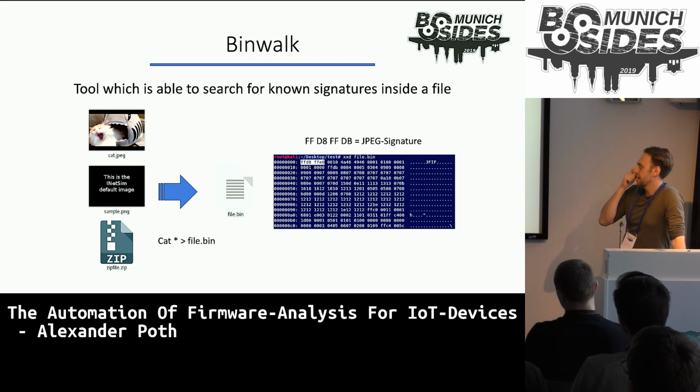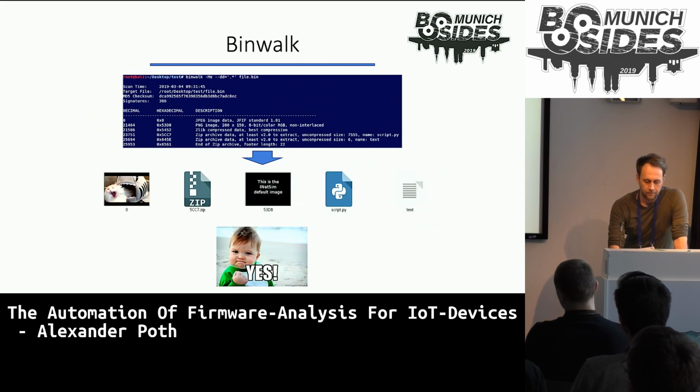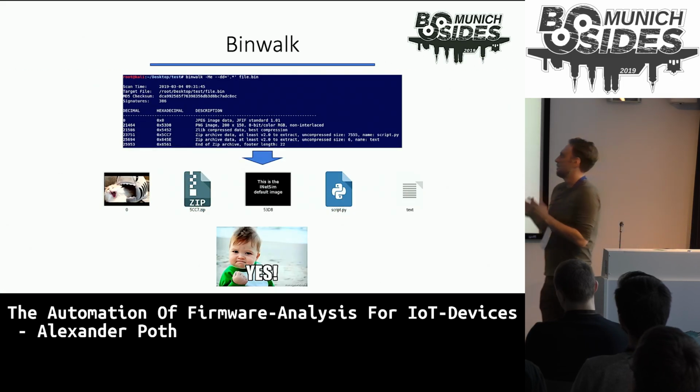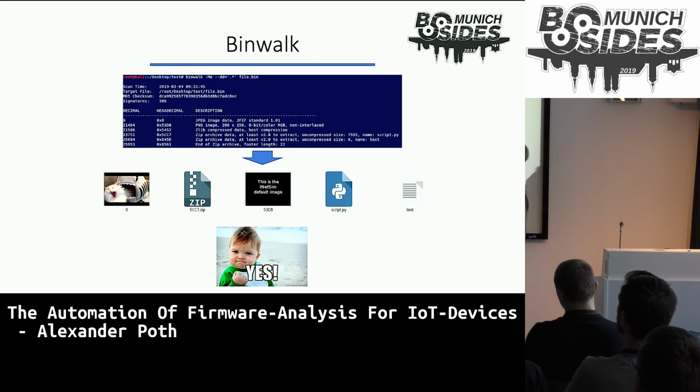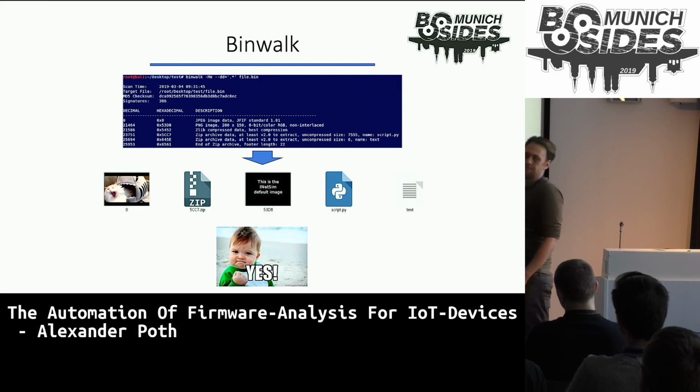So Binwalk is not just able to search for these signatures, it is also able to extract any data out of it. So what I did here, I did a binwalk on that file, which we created, with the extraction parameters. And as you can see, Binwalk was able to find our JPEG signature, our PNG, and our zip file. And it could easily extract everything out of our image. We have our cat image, our zip file, our PNG, and it was able to extract the content of the zip file as well.